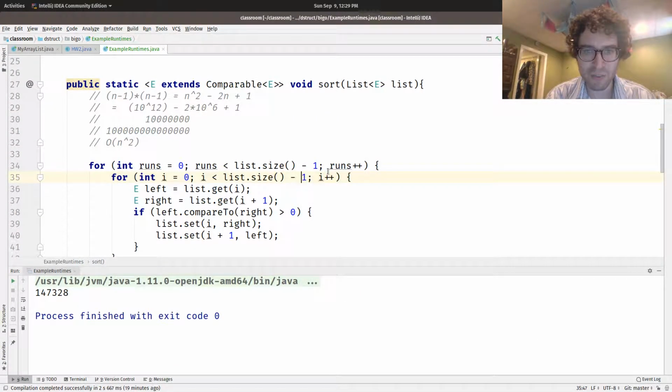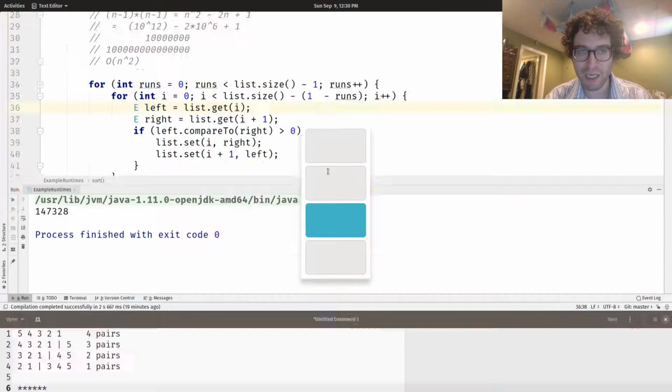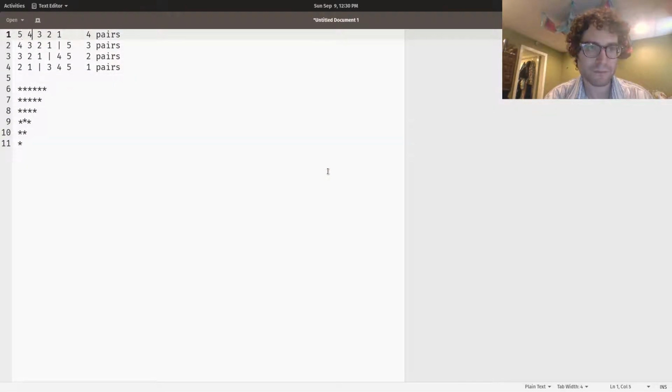So the optimization we make is fairly straightforward. We simply take this 1 and subtract runs from it. Now, what does that do? Well, rather than going up to the second to last item and checking the item to the right of it, we'd be going up to index 3 and checking index 4 against it.